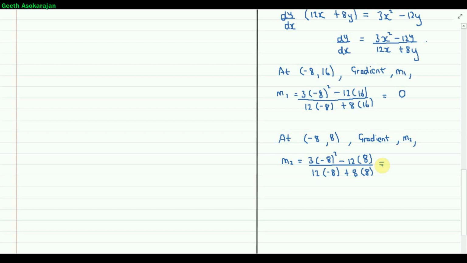So let's use our calculators. So 3 into minus 8 squared minus 12 into plus 8. On top we got 96. So 96, all divided by 12 into minus 8 plus 8 into 8. So we got minus 32 on the bottom. And 96 over 32 is 3, but don't forget the minus, so minus 3. So here are the two gradients corresponding to these 2 points.